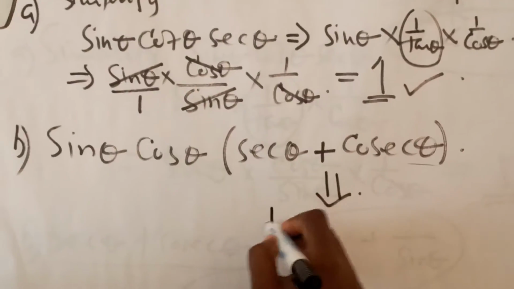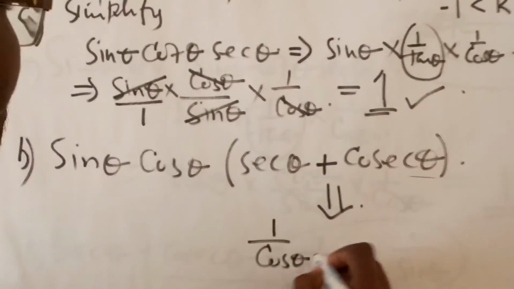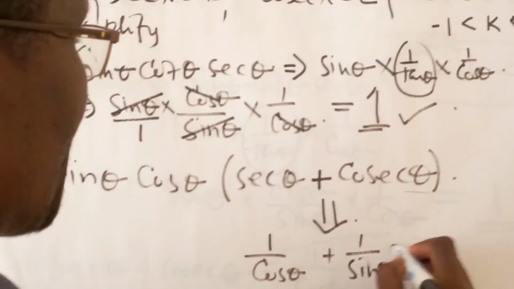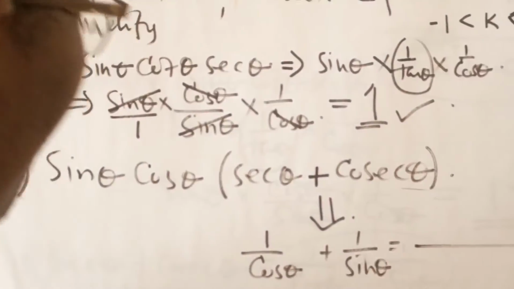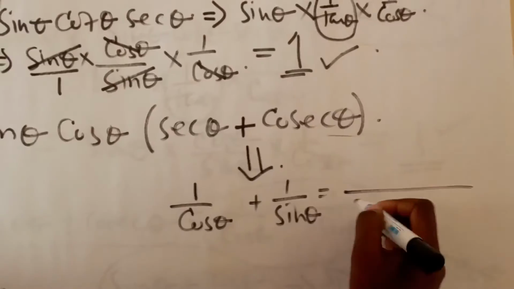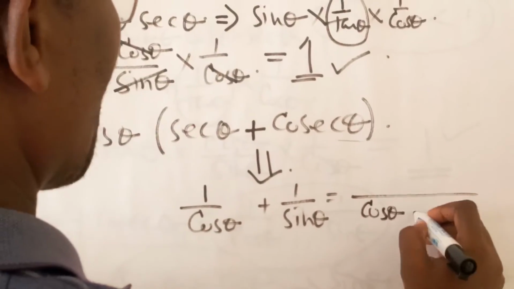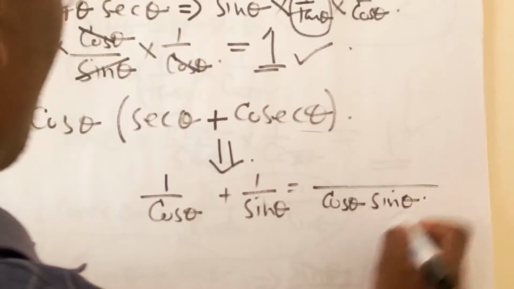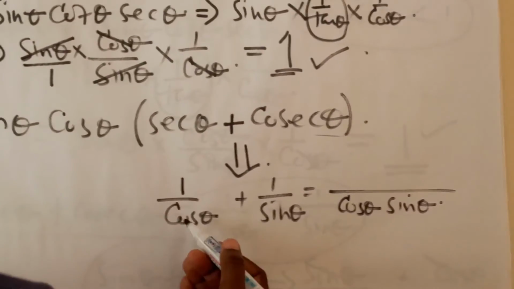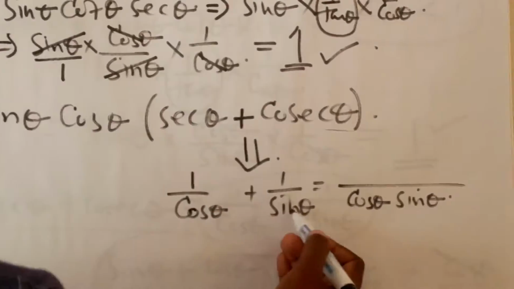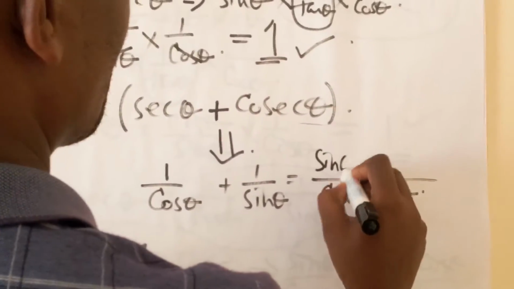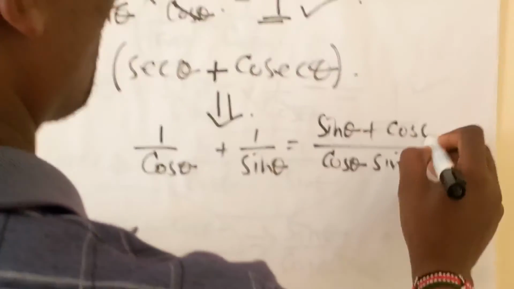This one gives us 1 over the cosine of theta plus 1 over the sine of theta. And when two fractions are being added together, we always go for the LCM, which is the cosine theta sine theta. And the numerator just becomes this LCM divided by the cosine of theta. It gives us the other, which is sine theta. So on the numerator, we are having sine theta plus the cosine of theta.